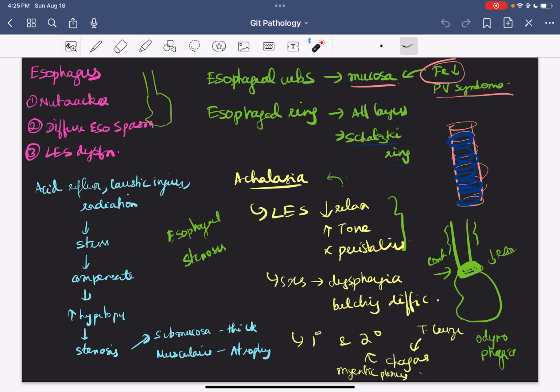Now what about achalasia? Achalasia happens when there is a problem with your lower esophageal sphincter: decreased relaxation of the lower esophageal sphincter, increased tone of the lower esophageal sphincter, or absence of peristalsis across it. As a result, the esophageal-related symptoms are dysphagia, belching, pain during swallowing, all those things. There are primary and secondary achalasias. Primary is mainly due to the LES, but secondary is caused by a protozoan called Trypanosoma cruzi, seen in Chagas disease. That's an example of secondary achalasia.